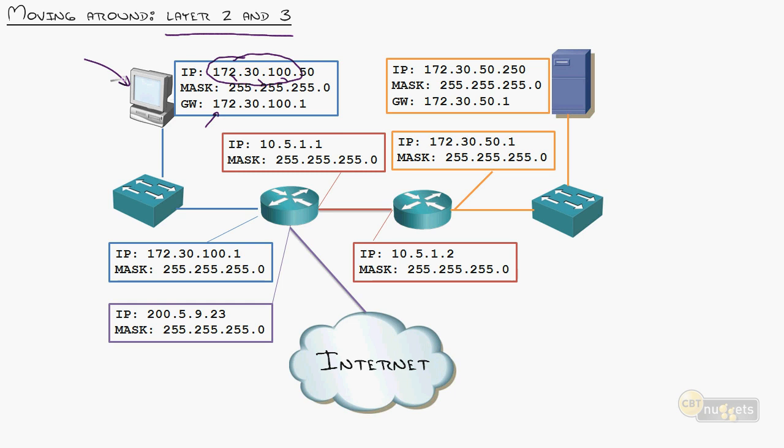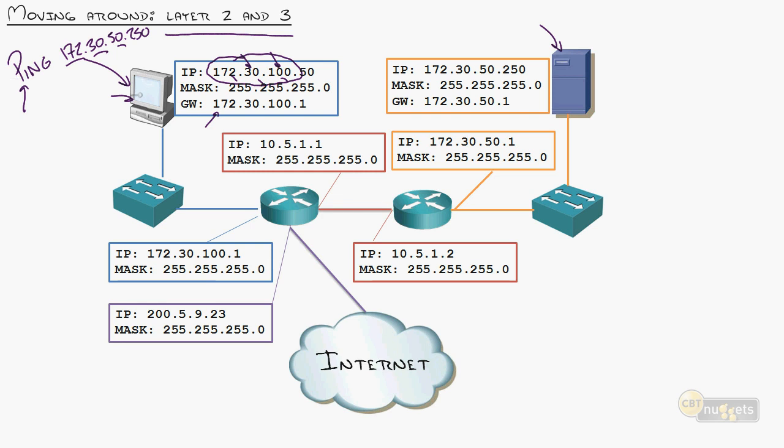Let's put the scenario in here. I ping, let's give the example, 172.30.50.250, which is this guy over here. So I type that message into my computer. What happens? This computer looks at it and goes, okay, 172, I like that. That's my network. 30, ooh, I like that too. That's my network. Ooh, failure. 50, no. I'm on the 100 network. I immediately recognize as a PC that is not on my network.